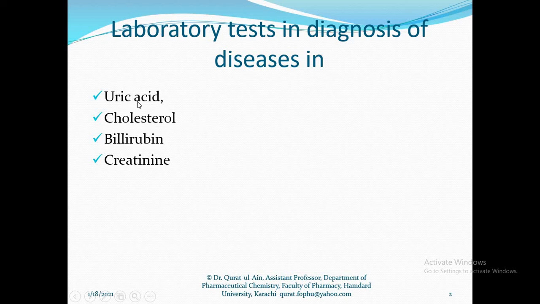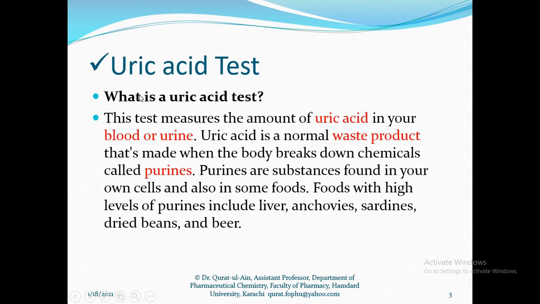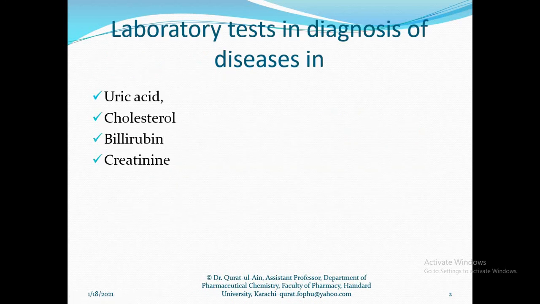We perform the uric acid test. Uric acid is a waste product, a metabolic product, of the DNA nucleotide that contains purine. The uric acid test is performed to find out the concentration of uric acid in a person's blood. If a person has a higher concentration of uric acid in the body fluid, it is an indication that the person has one of the diseases, that is gout.